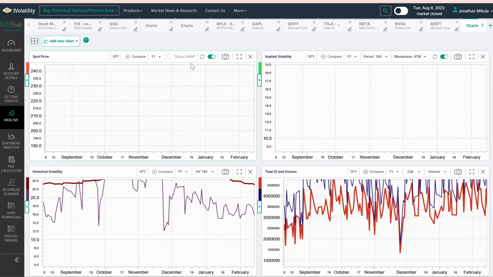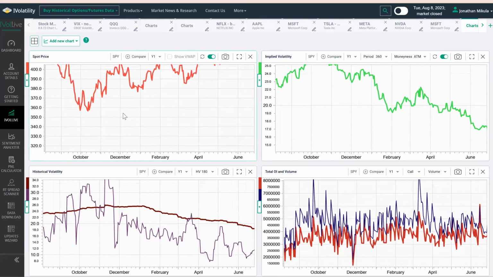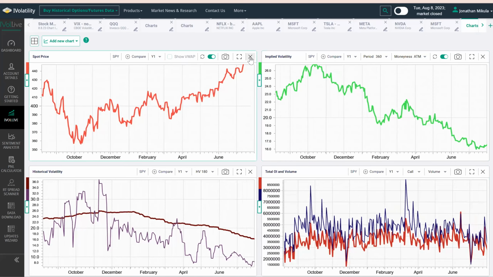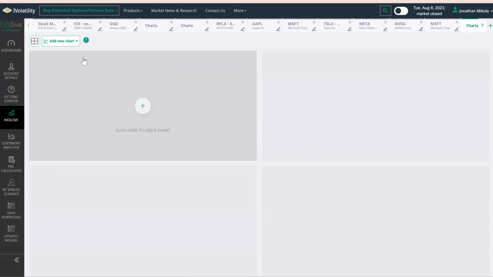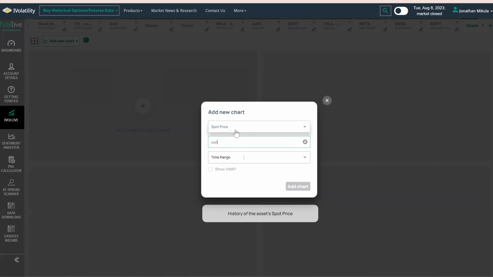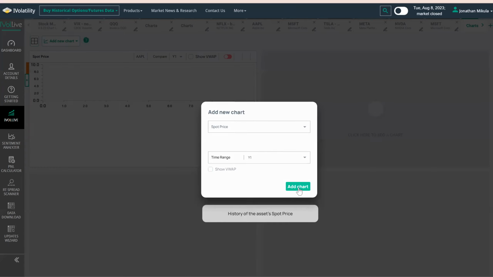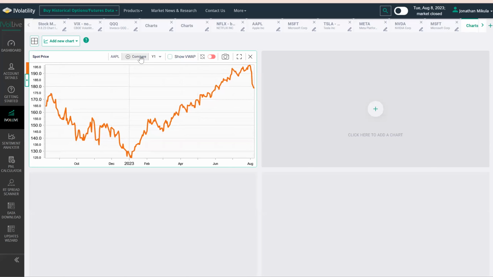So when we pull up a new charts tab, you'll see, again, these 4 defaults. These are going to be for the S&P. And again, if we wanted to focus on the names we've been focused on today, there's a couple different ways you could do it. What I do, though, is I just hit X, and then I come here, add new chart, spot price. We put our base case, which is Apple, and then we do 1 year, add the chart.